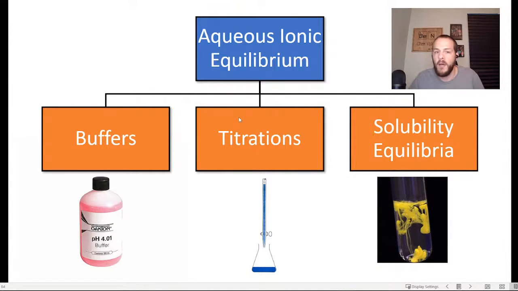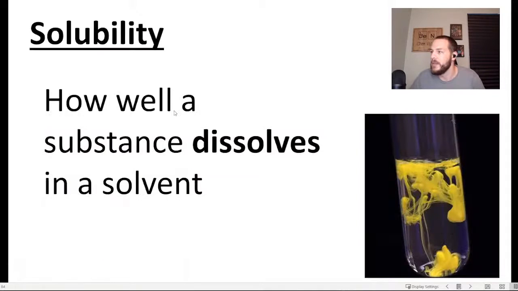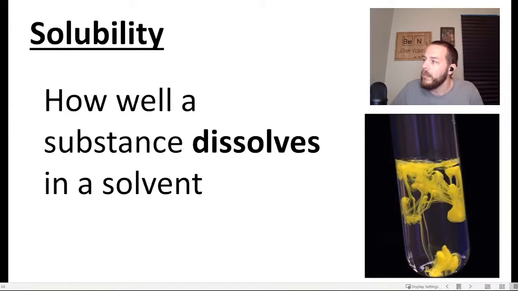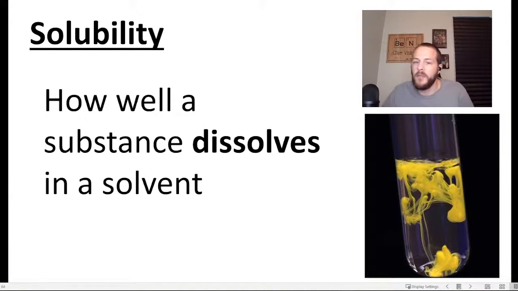Well, I think it would be worthwhile for us to revisit the definition of solubility. So what is solubility exactly? In layman's terms, solubility is just a measure of how well a substance dissolves in a solvent. We're going to limit our conversation to substances that dissolve in water. So water is going to be our solvent. After all, this is aqueous ionic equilibrium. So we're talking about how well a substance dissolves in water, or how much of a substance dissolves in a given quantity of water. That is what solubility is.